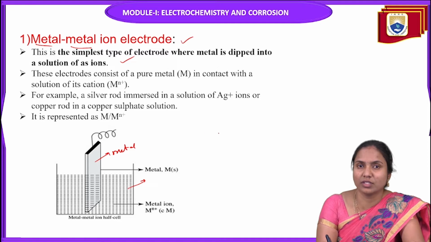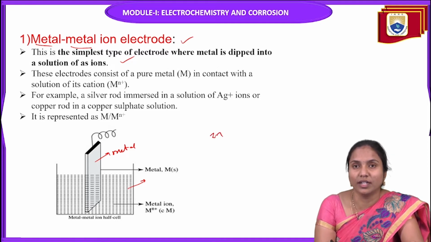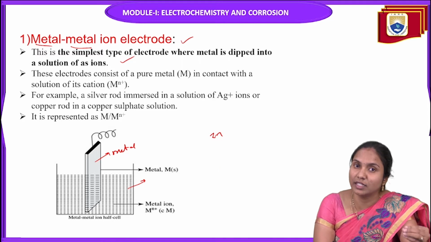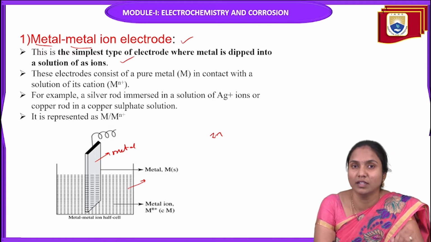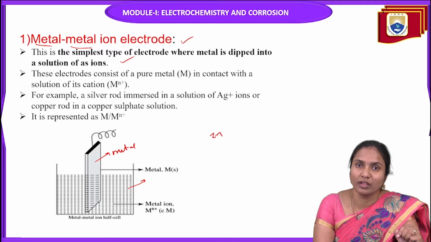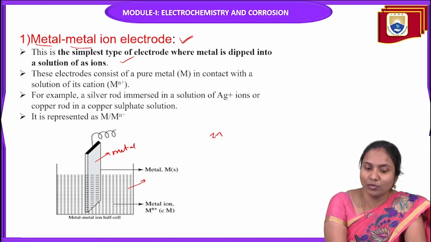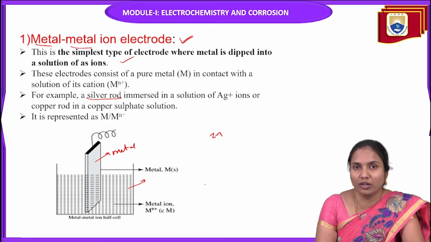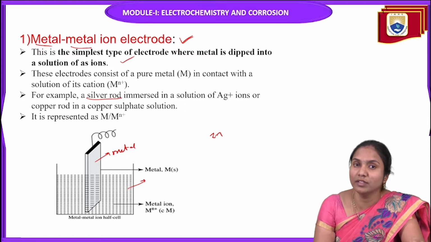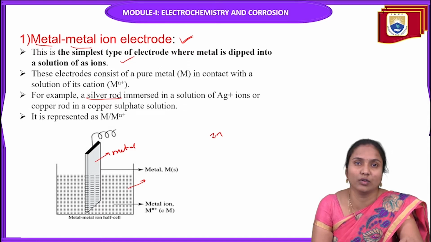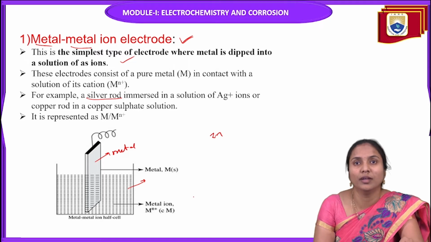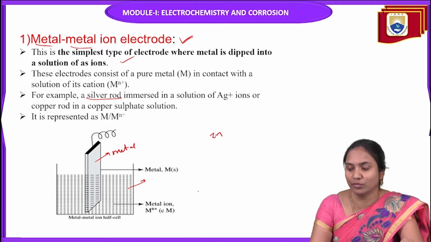For example, we already discussed the zinc electrode, which is dipped in zinc sulfate solution. The zinc metal is dipped in its own ions present in the electrolyte solution, so it is the best example of a metal ion electrode. One more example is a silver rod dipped in silver nitrate solution. The same metal dipped in its own metal ions present in the electrolyte solution is called a metal ion electrode.